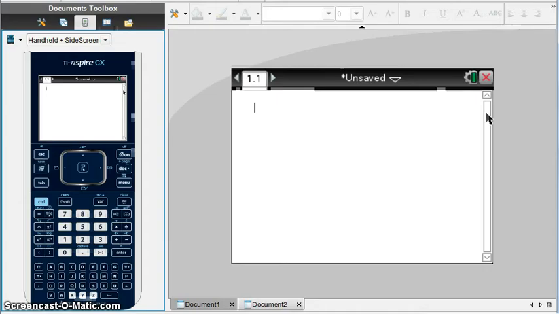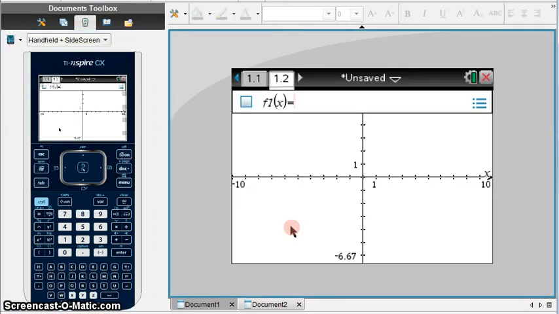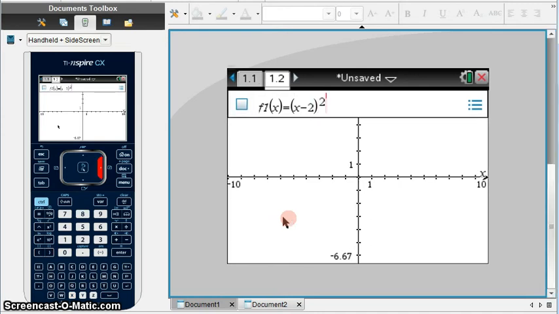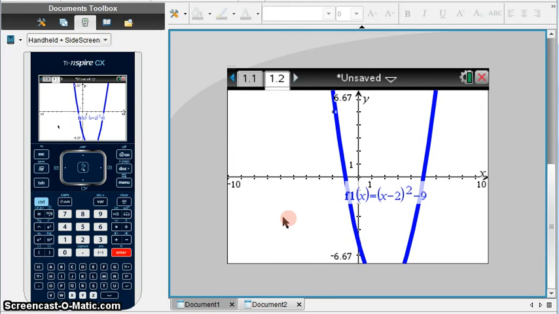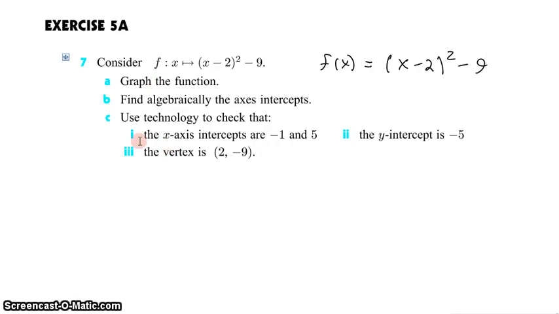First off, we're going to graph this function. So let's turn to the calculator. We're going to go to Home. We'll open a new graph. We're going to graph that function, which is x take 2 squared take 9. All right, we see the graph there. Let's adjust the axes a little bit so we can see the vertex down here. All right, and we get the graph. Looks like there are some axes intercepts over here and over here.